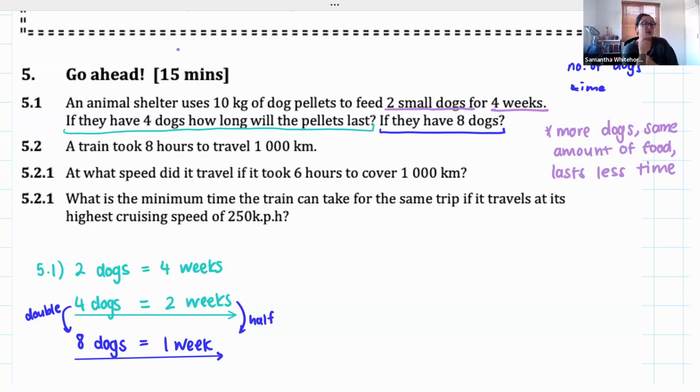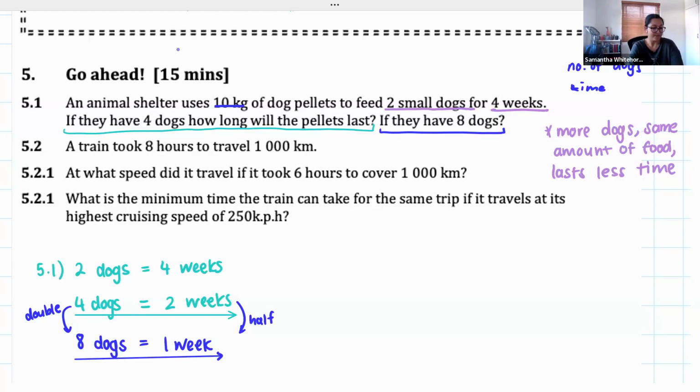Right, and it goes back to what Amitle said earlier. Pick out the important parts of your question, because that 10 kilograms was actually a useless bit of information in this question. I didn't care that it was 10 kilograms. It made no difference to me. I cared about the number of dogs, and I cared about how long it was going to last.